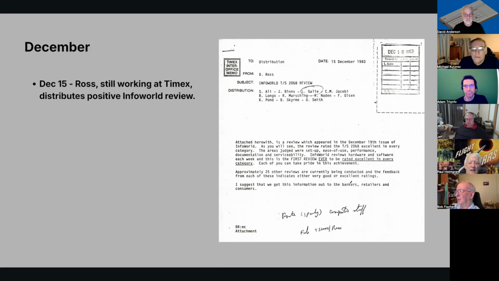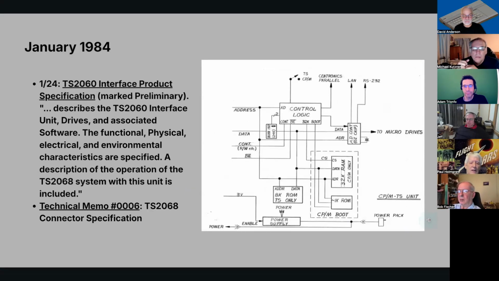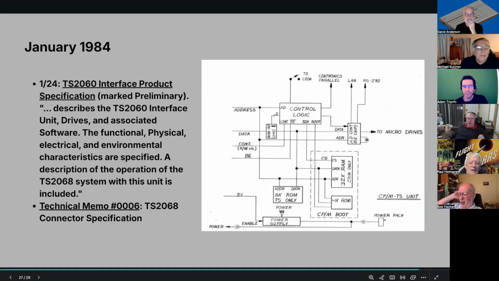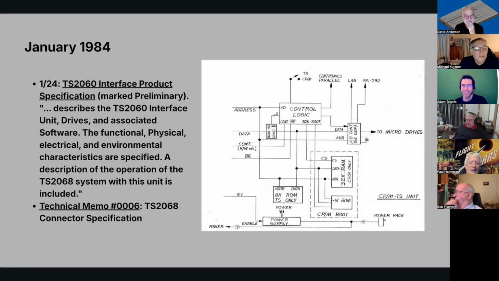So 10 days after he's been relieved of his position, he sends out this memo saying, "Hey, here's the InfoWorld article. Check this out because we got this excellent review and we should get this out to the bankers because we're hemorrhaging money." I don't know if he knew that they were hemorrhaging money, but yeah. Was this his attempt to say clear as they're getting the paddles ready? Right, exactly.